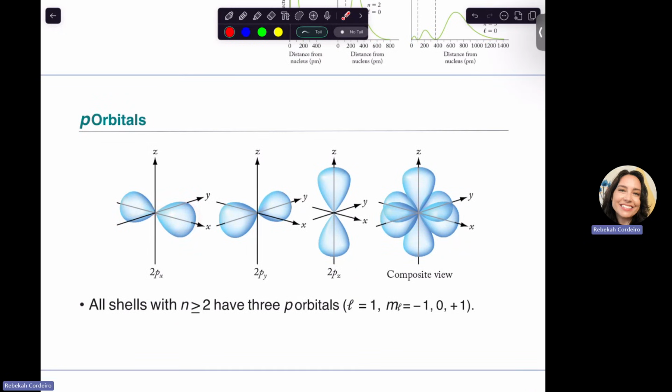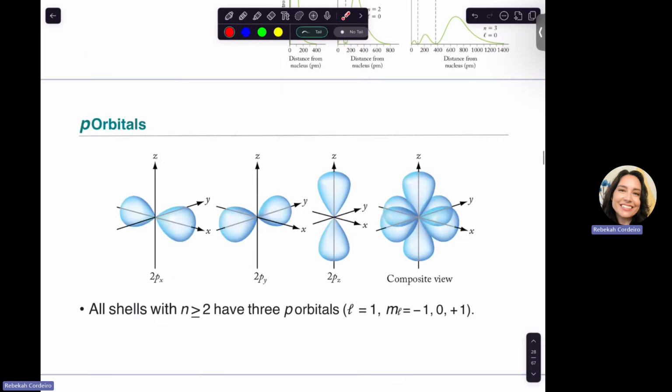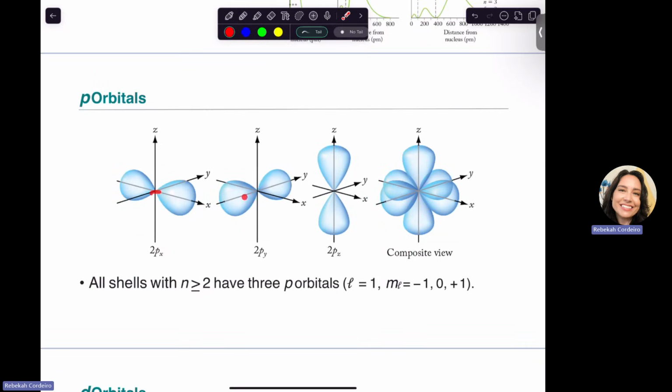So we have px, py, and pz, and then you put all three of them together and you get this kind of composite view. Don't worry about these numbers quite yet. We'll talk about these later. But first shell, energy level 1, has only s. Energy level 2 has s and also a p. A p comes with all three, and electrons are floating around. You have 2 electrons in each, so they can be here, or both here and here, or they're just floating around in this area. So we'll probably have electrons in this area if you have a p orbital.